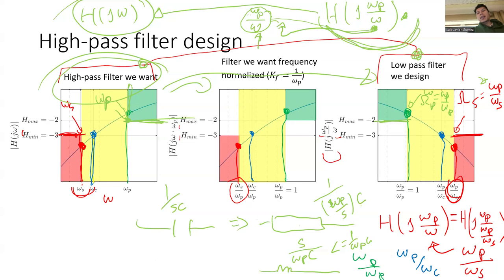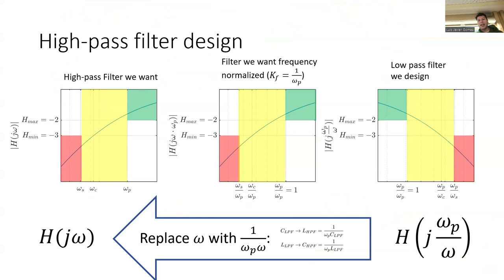That's why we define these capital omegas. Once we define these capital omegas, we say, okay, we found our circuit. We replace capacitors with inductors and inductors with capacitors, and that's our high pass filter. So that's basically the end result. You need to replace omega with omega P over omega. And that means we need to take every low pass filter capacitance and inductance and replace it with high pass filter inductance and high pass filter capacitance with respective values equal to this.